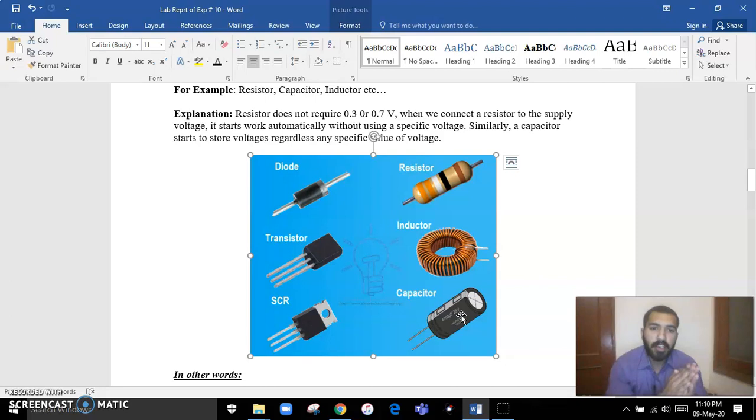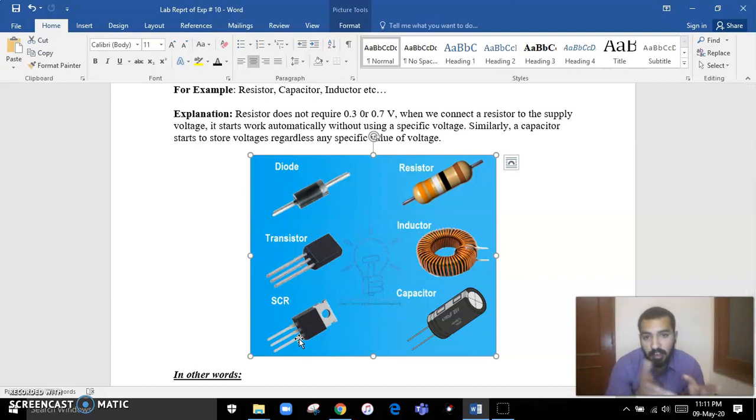So I'm going to tell you a major difference between active and passive components, that is basically a difference in their legs. Like here, the resistor has two legs, the inductor also has two legs, and the capacitor also has two legs. So most passive components have only two legs. As you can see in the active components, this transistor and this SCR have three legs. This diode has two legs, but this transistor, this SCR and other active components mostly have three legs. So that is a major difference between active and passive components.